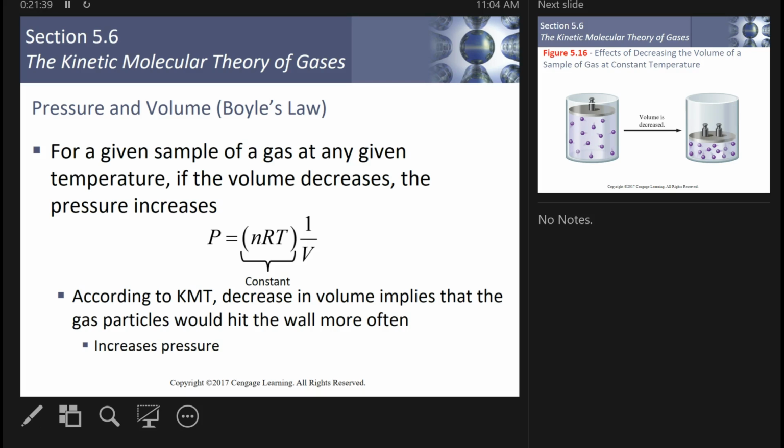You understand that Boyle's law is inversely proportional, but what makes pressure increase when you decrease volume is the collision between the molecules. So if you decrease volume, the particles collide more. More collisions, more pressure. Okay?